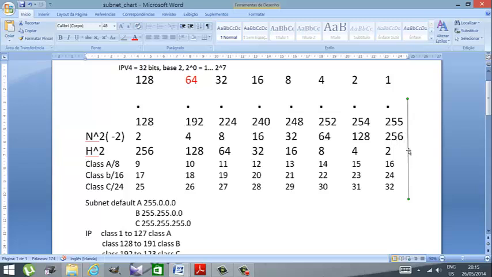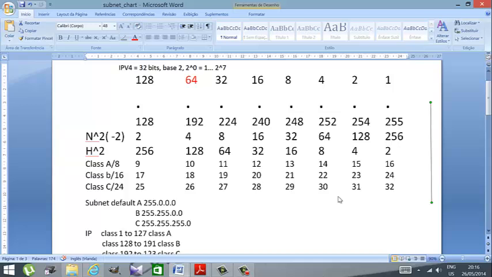If you borrow one more bit, this value will double, so it's gonna be 512, and we are borrowing now 9 bits. If we borrow one more bit, 512 is gonna be 1024. So 1024 is enough. We need 750. So we're gonna be borrowing 10 bits.